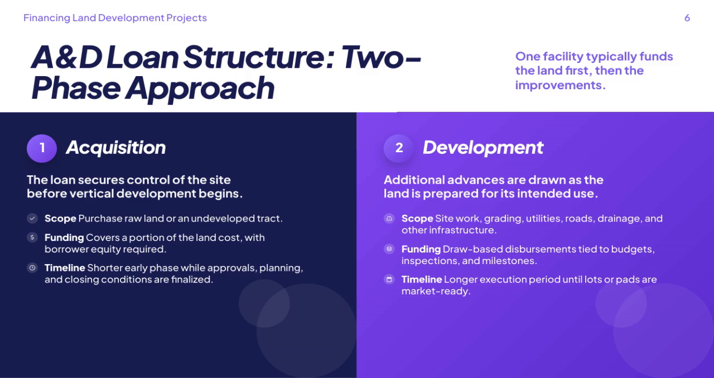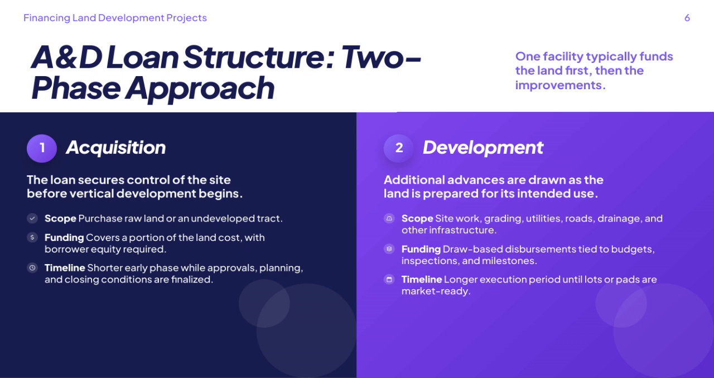Now, let's look at the two-phase approach typical in acquisition and development loan structures. The first phase is acquisition. Here, one facility usually funds a land purchase initially. This phase secures control of the site before any vertical development begins. It typically involves purchasing raw land or an undeveloped tract. The funding at this stage covers a portion of the land cost, but the borrower will need to contribute equity. This phase tends to be shorter, covering the time while approvals, planning, and closing conditions are being finalized.